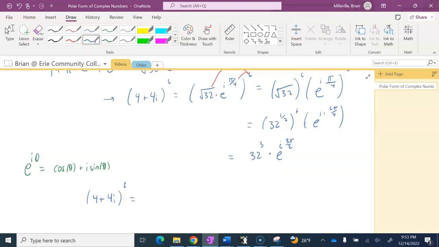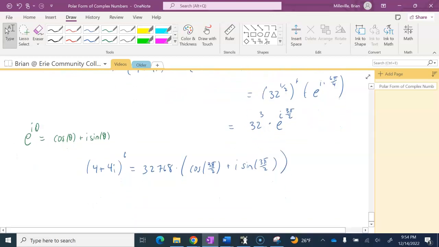And this can be written, again, as 32 to the 3rd power. If you compute that with a calculator or by hand, you're going to get 32,768. Now let's apply Euler's formula. So it'd be cosine of 3 pi over 2, our angle, and then plus i times sine of 3 pi over 2.